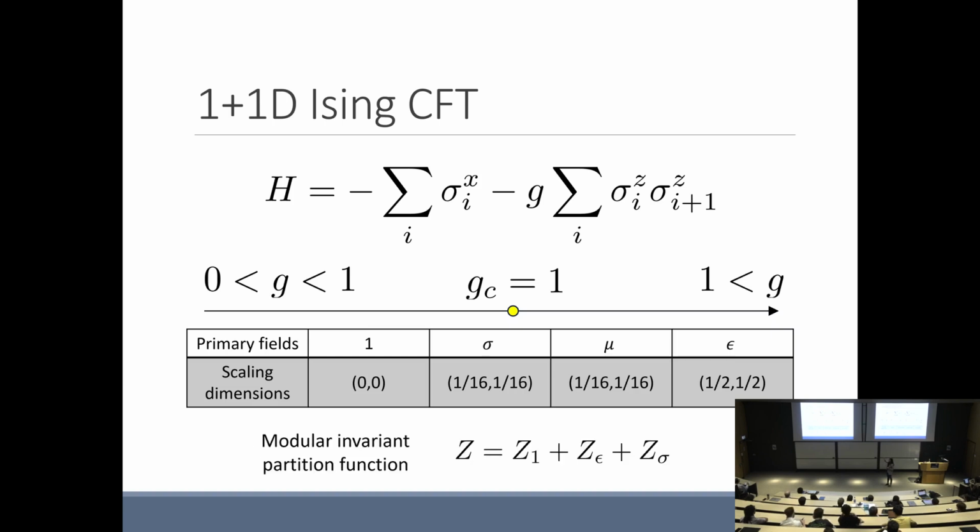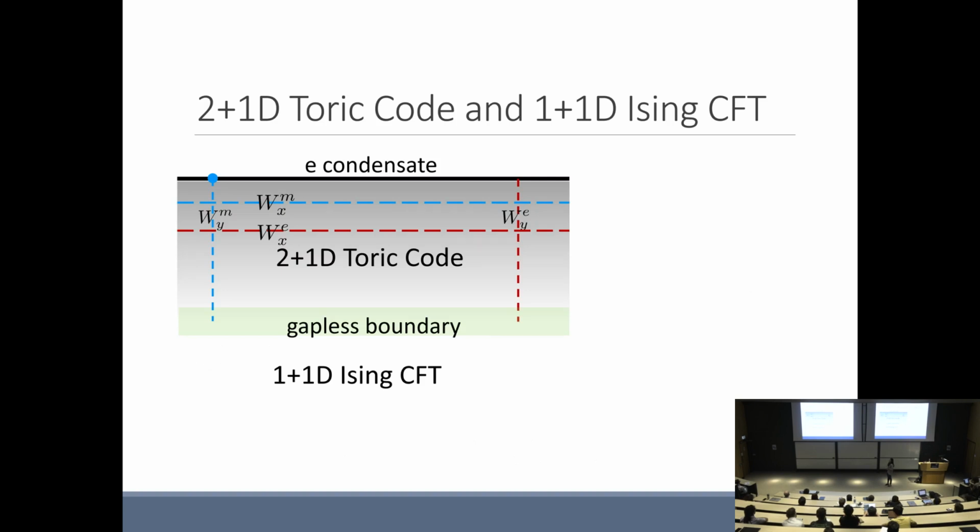And another feature I'll try to extend to one higher dimension is the modular invariance of the partition function, which is, of course, another feature that's well understood for 1+1D Ising. We know that for 1+1D Ising, the partition function has 3 parts. One is the trivial primary field, the other is the epsilon, and the third one is the sigma. When we add these 3 parts together, we get a modular invariant partition function. And this has a very nice interpretation, again, in terms of the sandwich structure, because in the sandwich structure, we can see how these towers fit into different sectors.